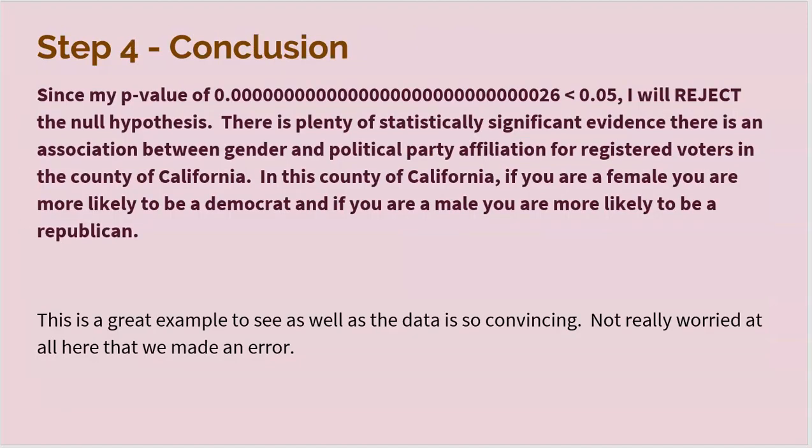You don't have to necessarily give that last sentence that I gave, but I'm just trying to show that, wow, there are some big differences in this table, which is alluding me to say that there is an association. So this is a great example to see because it's so convincing, right? We're not worried at all that we made an error here because the p-value is so low. We're very confident that we didn't make any kind of type 1 or type 2 error and that we do make the right decision in rejecting the null.